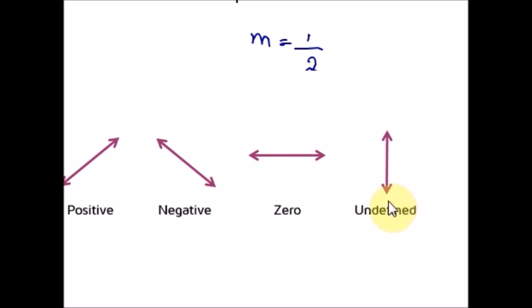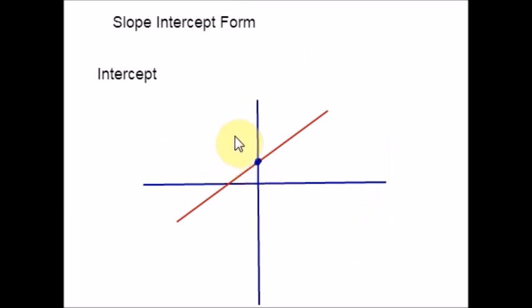Now let us see what is an intercept. There are two axes on a coordinate plane, x and y. Am I right? The x-axis and the y-axis. When a line crosses one of these axes, the point where it crosses is called an intercept. If it touches the x-axis, we call it the x-intercept. If it touches the y-axis, we call it the y-intercept.